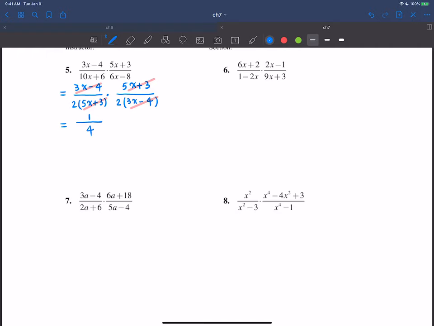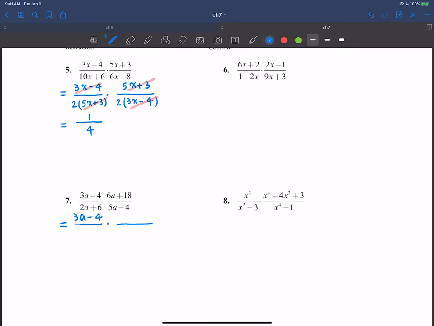Number 7. Number 7 is very similar to number 5. Let's do the structure first. Something times something. And we're going to factor every single part. 3a minus 4 cannot be factored. You just simply copy it.